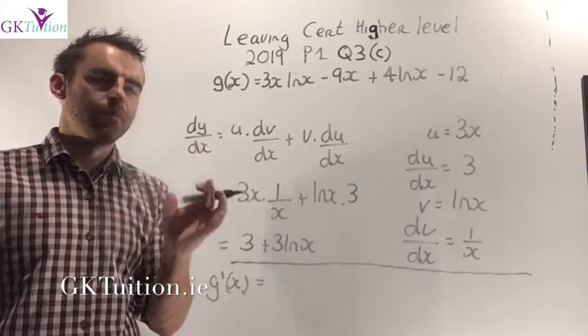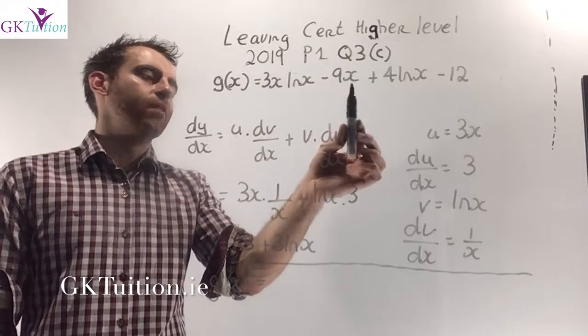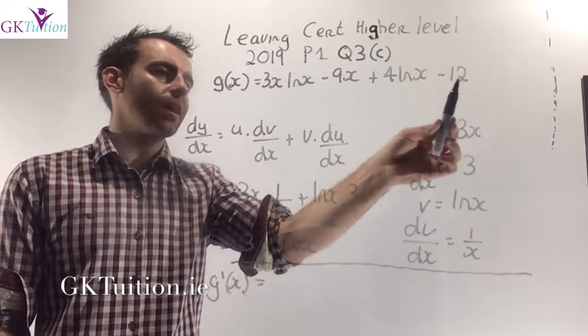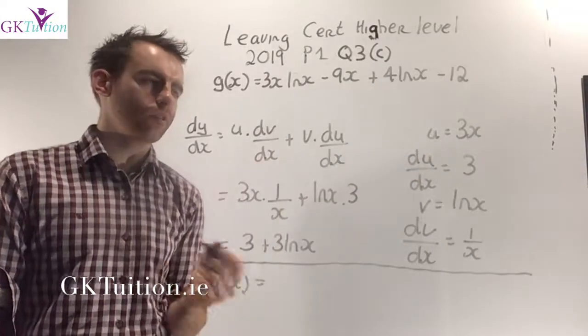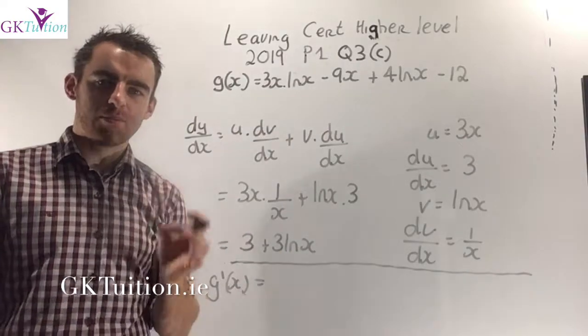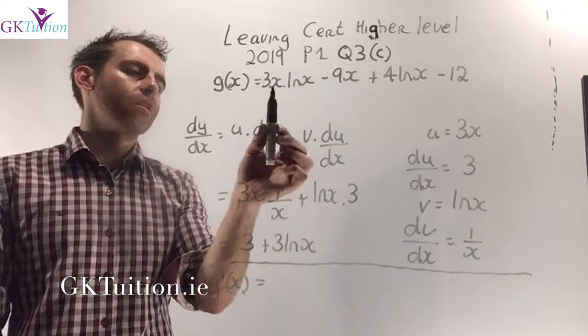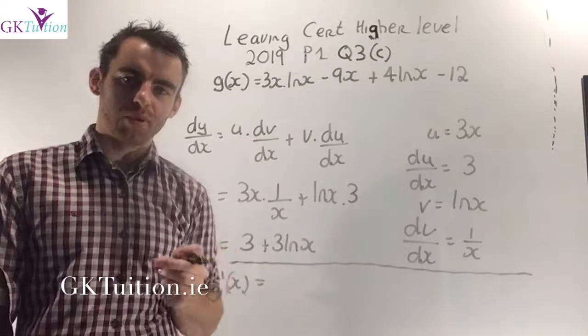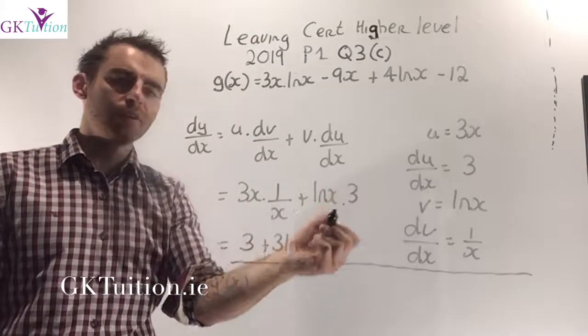So I've done out a little bit of it so far. It's very straightforward to get the derivative of 9x. It's very straightforward to get the derivative of this and of this. Those three terms are straightforward. However, getting the derivative of 3x ln x is a bit more complicated because this is 3x multiplied by ln x. I need to use the product rule. So that's what I've done out here.